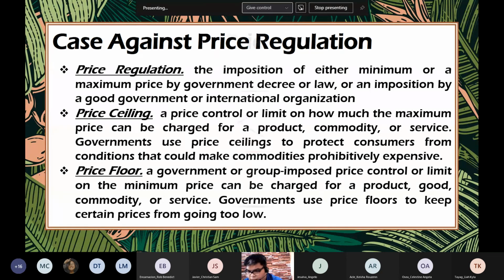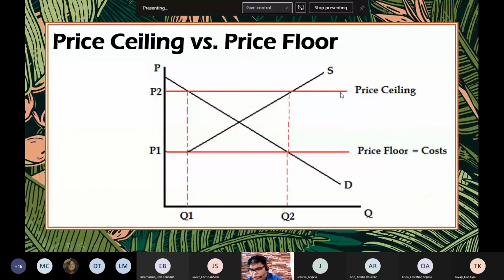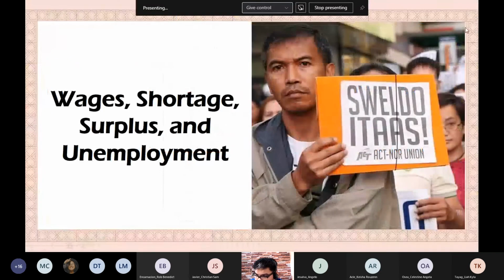Yan. Next. Oh, ito yung wala sa book. Pinakita ko lang. Price ceiling versus price floor. So, quantity 1 and quantity 2. Supply and demand, yung pinaka-apex nun, you have the price ceiling for P2, price number 2, and for P1 naman, you have the price floor. Nagahalo-halo na yung salita ko. Okay. Wages, shortages, and unemployment. Ilang slide pa ba ako?